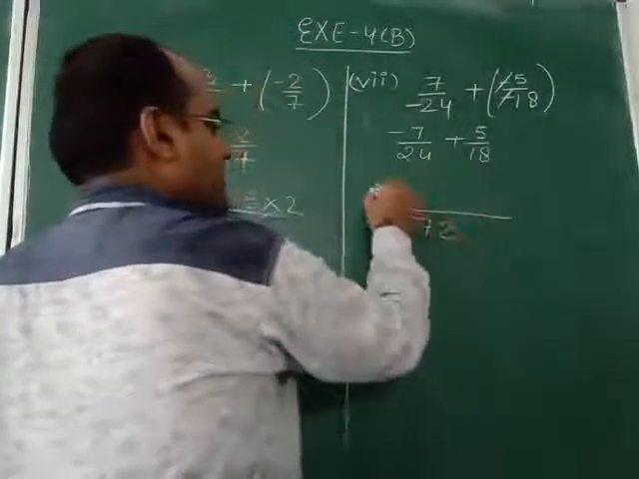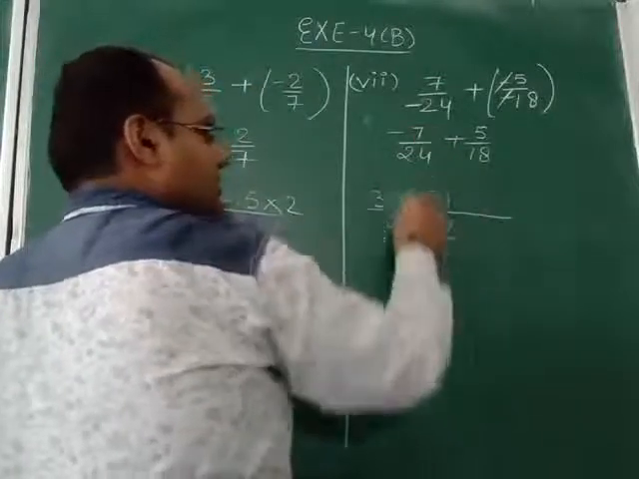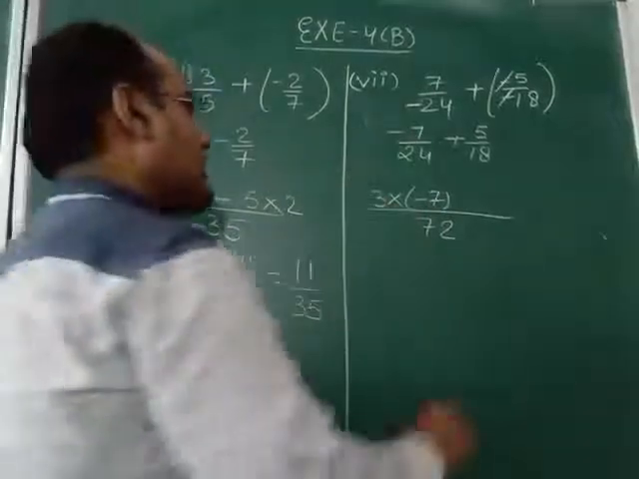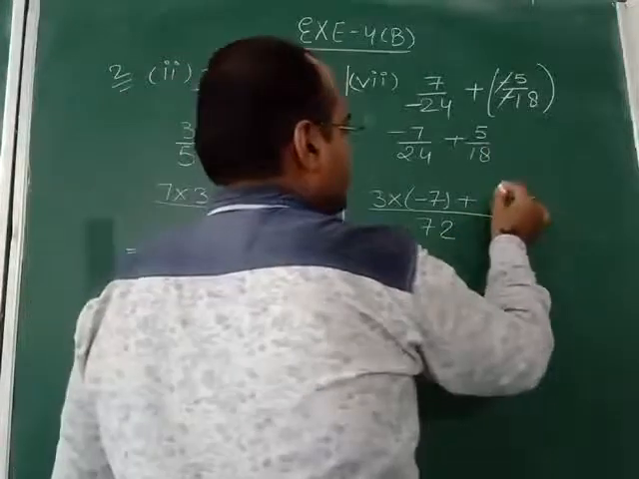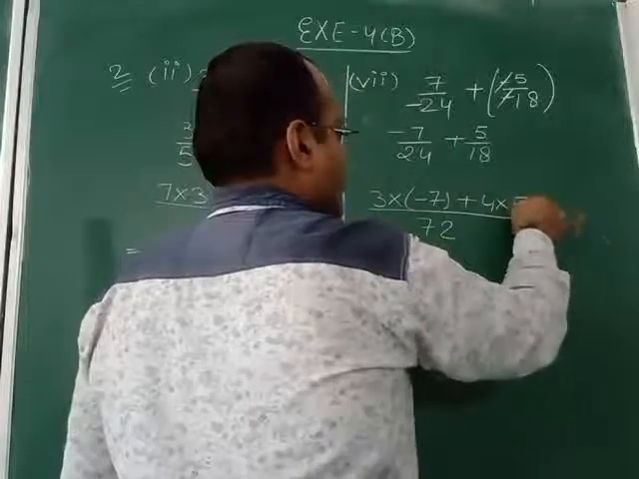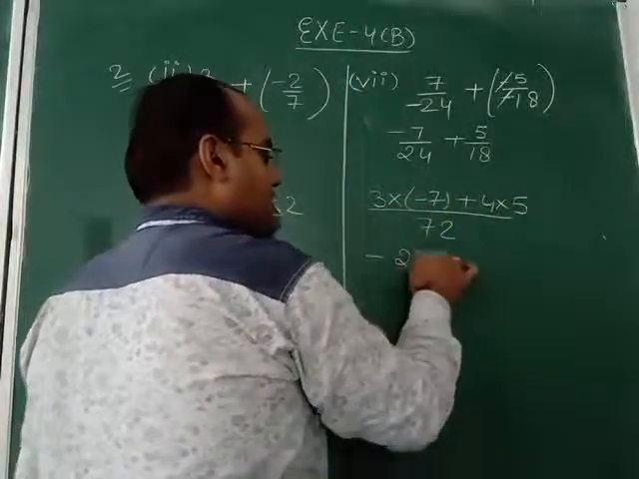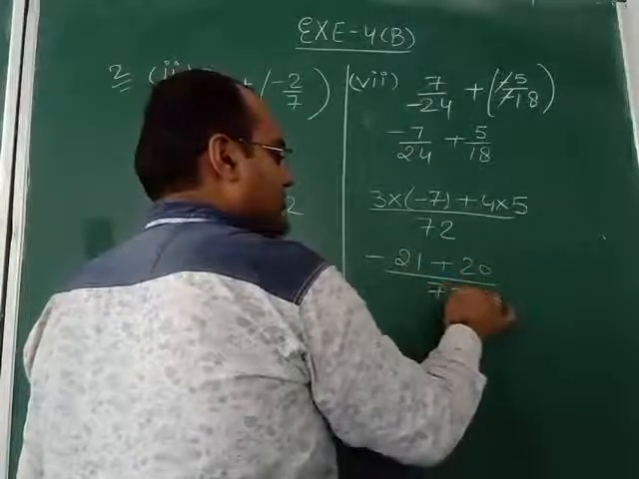24 3 ja 72. So 3 multiply numerator number. Numerator is minus 7. Because of this minus sign, we have to use bracket here. Plus 18, table we will read, 18 4 ja 72. Multiply with numerator 5. Now plus minus, minus 7 3 ja 21 plus 5 4 ja 20 upon 72.